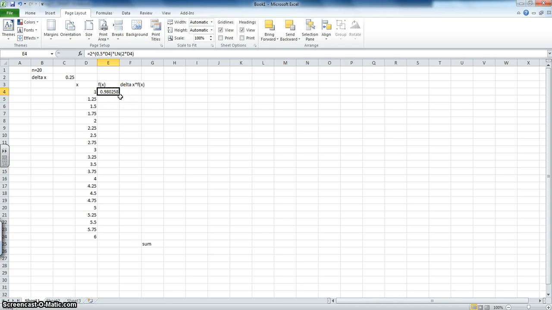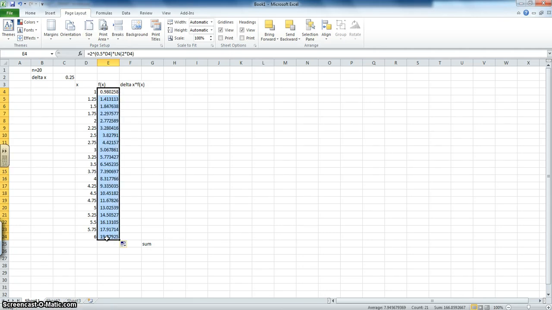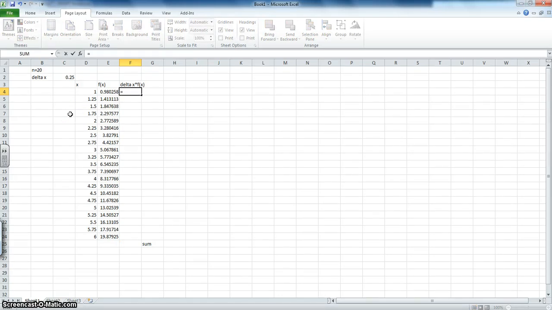And then drag this down to do the computation for me. Okay. Now, since this is the height of my function value, I need to determine the area, so I need to multiply this times my width, which we said was delta x. So I need to take my function value times 0.25. Okay, great, and drag this down.